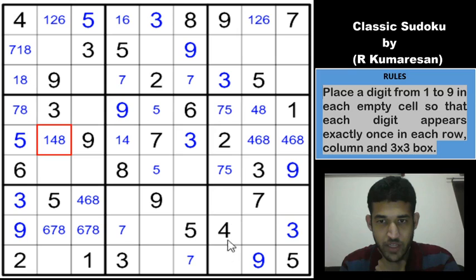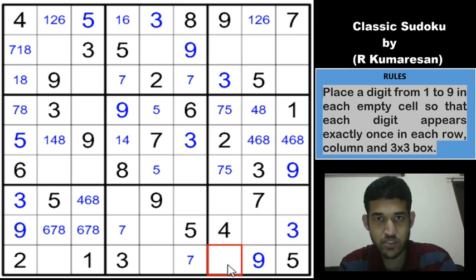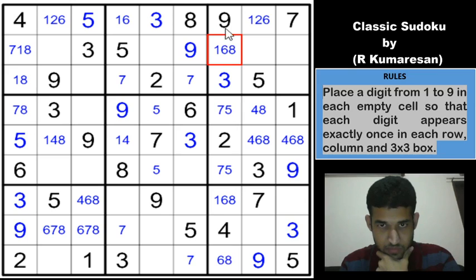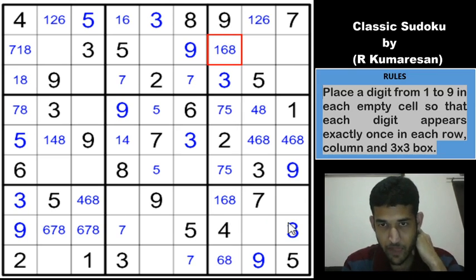So column 7, we will come back to column 7 again. 2 5 7 3 4 and 9, right? So remaining digits are 1 6 and 8, but 1 is in row 9, so this is 6 8, this is 1 6 and 8, and this is also 1 6 and 8. Is that giving us anything? Not much.